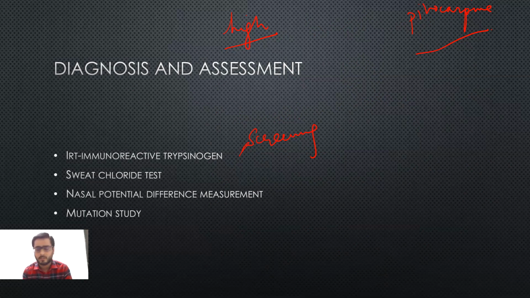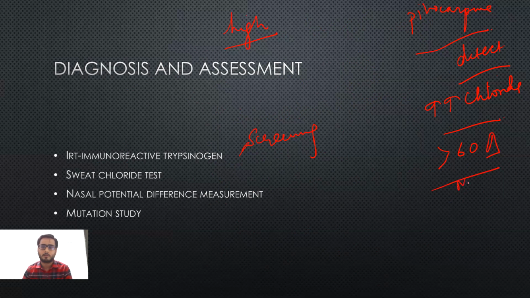So we have an instrument there which detects the amount of chloride in the sweat. Chemical examination of sweat tells there are high chloride levels in sweat, and this high chloride should be more than 60. More than 60 milliequivalent per liter should be present, which is diagnostic of cystic fibrosis, and 40 to 60 is borderline, and less than 40 means there is no possibility of cystic fibrosis.